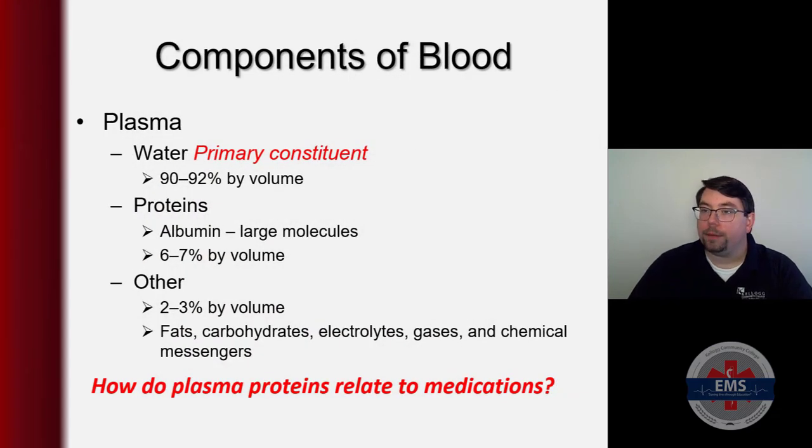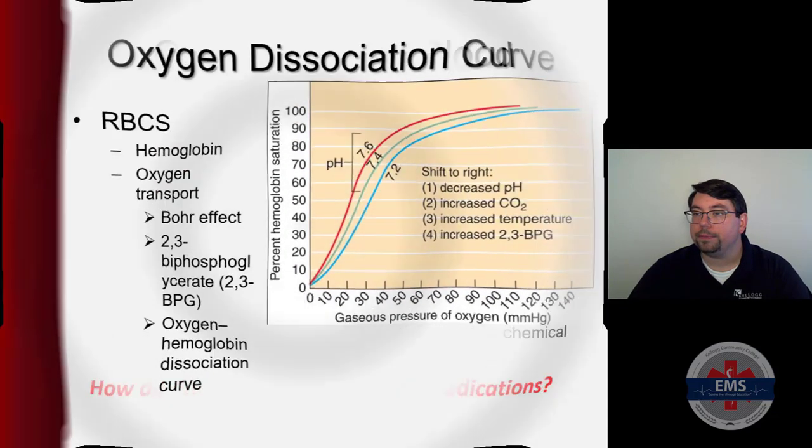Plasma is primarily water, 90 to 92% by volume. The proteins, we talked about albumin, those are the larger molecules at 6 to 7% by volume. And then the remainder, the other portion of it, is anywhere between 2 to 3% by volume. Those make up things like fats and carbohydrates, electrolytes, gases like oxygen and carbon dioxide, and then other chemical mediators.